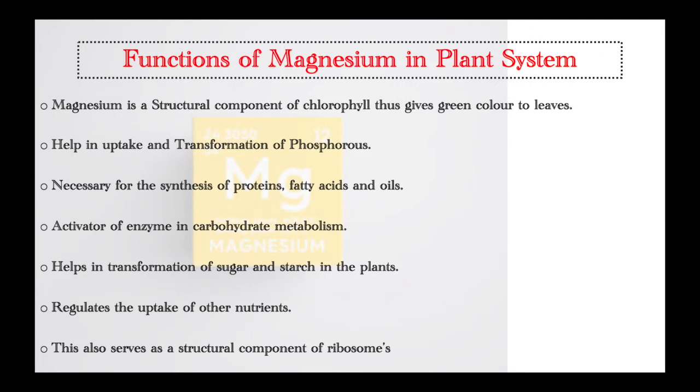Magnesium. As you know, magnesium is the most important constituent of chlorophyll. So magnesium deficiency is seen in the form of chlorosis. But at the same time, magnesium has other important functions, which include uptake and transformation of phosphorus, production of different fatty acids, different enzymes involved in carbohydrate metabolism, and also transformation of sugar-like compounds in plants. So definitely magnesium is a very useful element.